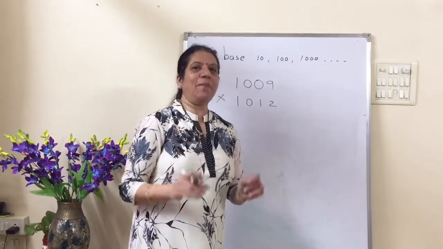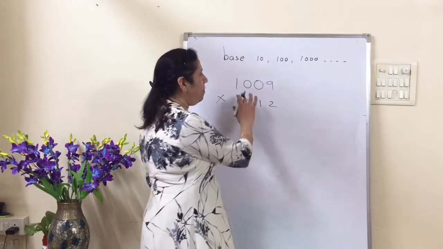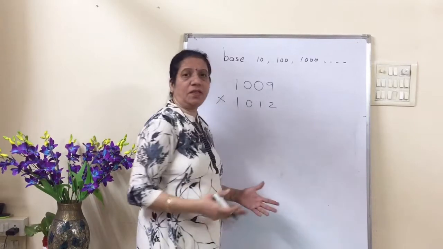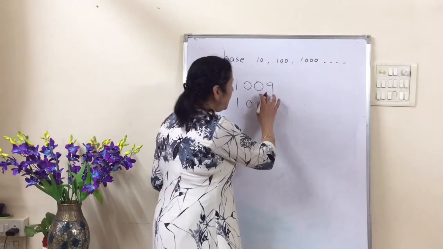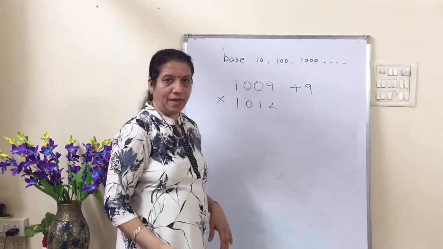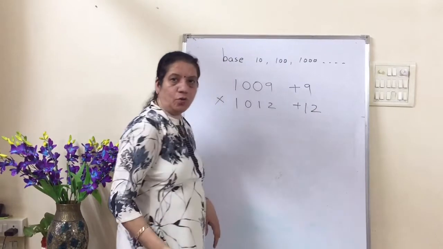Let us take an example in which we have both the numbers greater than 1000. So one number is 1009, any number we can take, and suppose the second number is 1012. Now this number is greater than 1000 by 9. So we write plus 9 here. This number is greater by 12, so we will write 12 here.